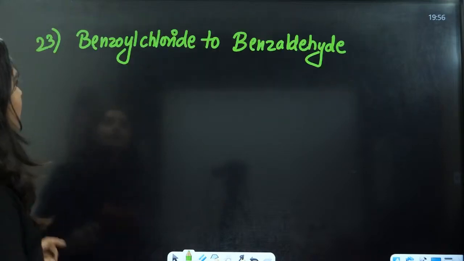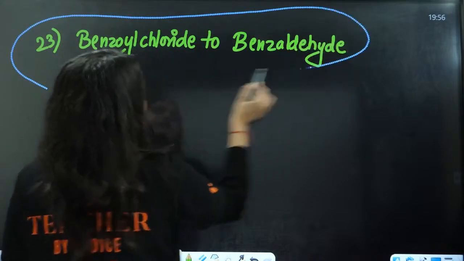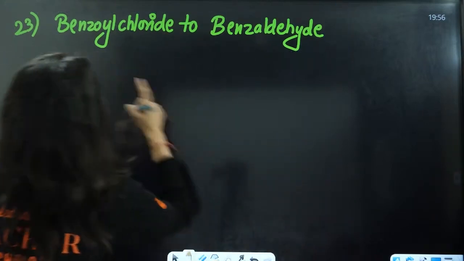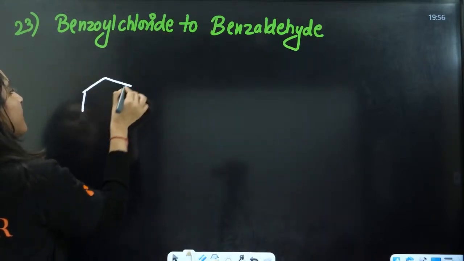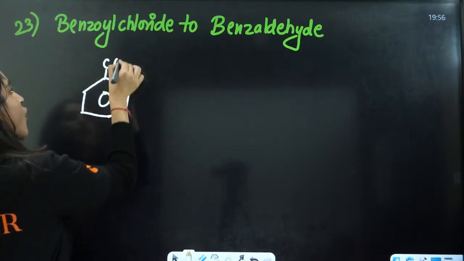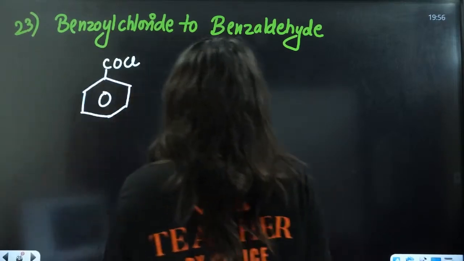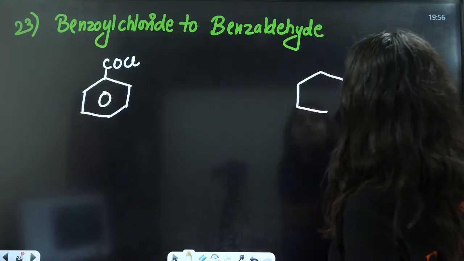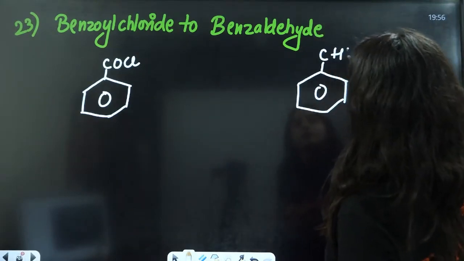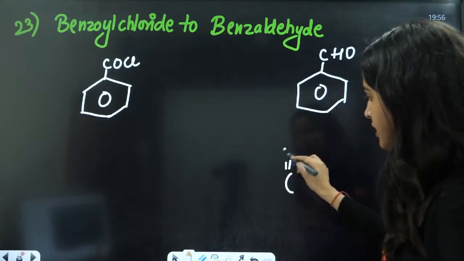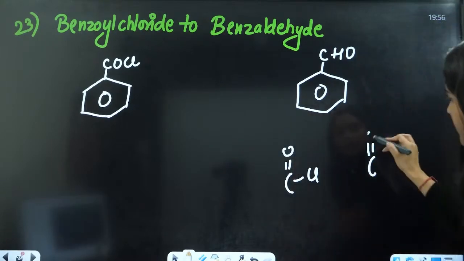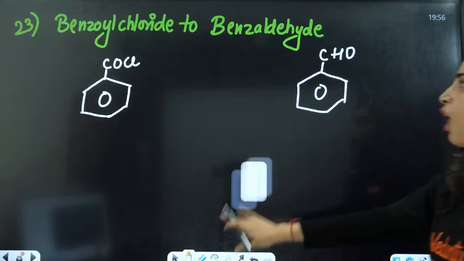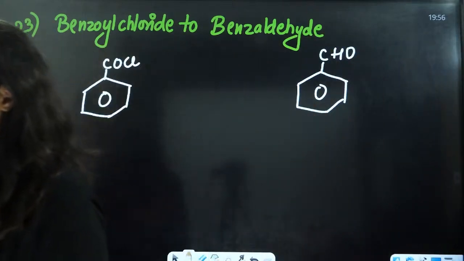Next we have the 23rd. We are left with 7 more reactions, so let us do it fast. You have benzoyl chloride, that is COCl here, converted into benzaldehyde, CHO. C double bond to Cl is converted to C double bond to H. How do we convert Cl to H here, everyone?